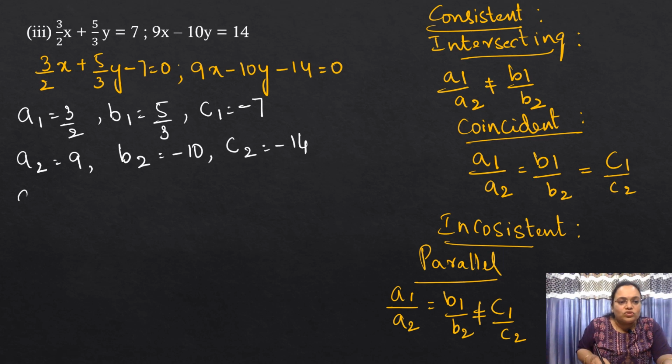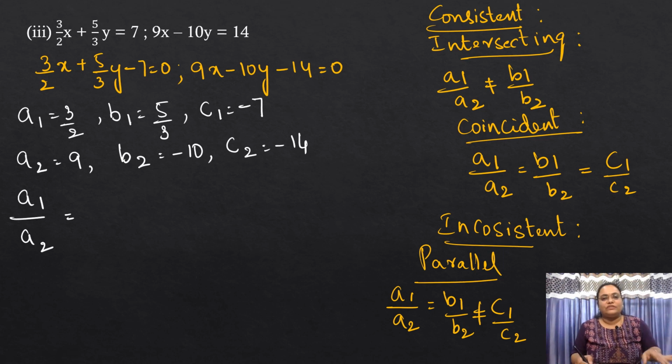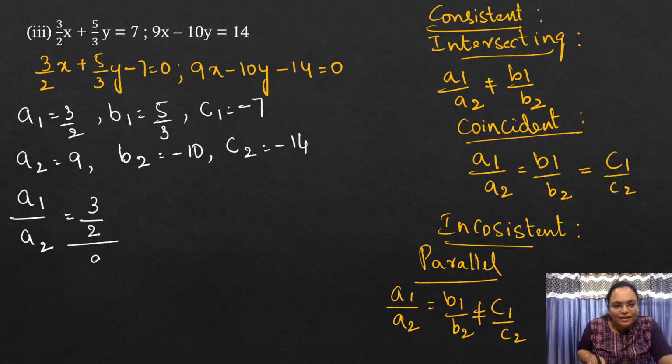Clear? So now let us find the ratios. A1 by A2. 3 by 2 divided by 9. So 3 ones, 3 threes are, so which is 1 by 6. Okay. And B1 by B2.